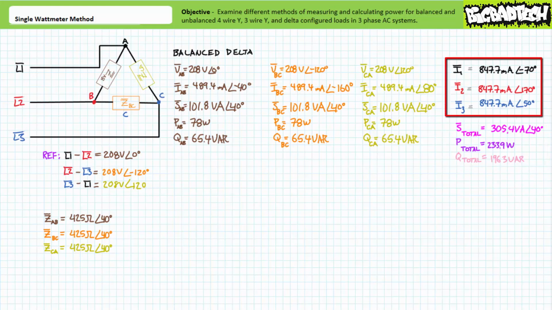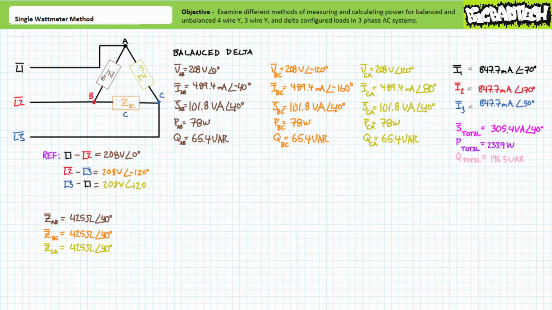In the balanced condition, line current magnitude is square root 3, or approximately 1.73 times load current magnitude, and exhibits a relative 30-degree offset from the nearest load current. You'll note for delta configurations, it's a recommended practice to reference everything with respect to one of the line-to-line voltages, in this case L1, L2 at 208 volts at an angle of 0 degrees.